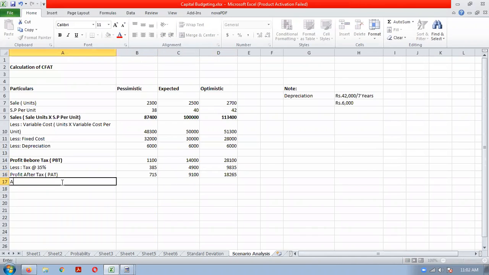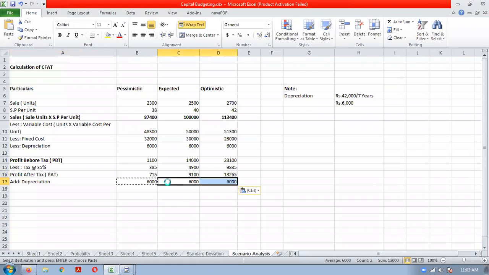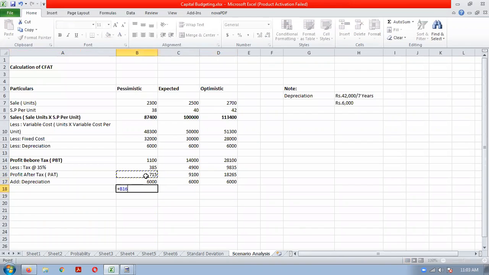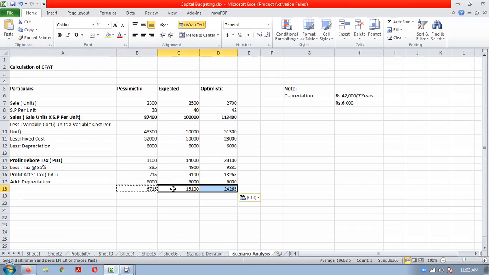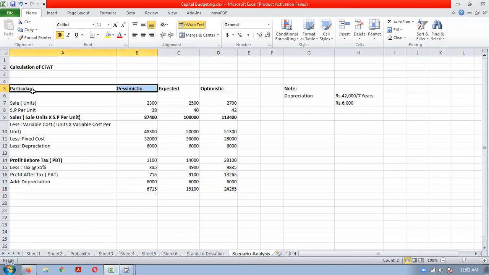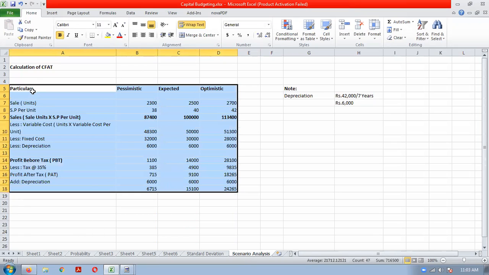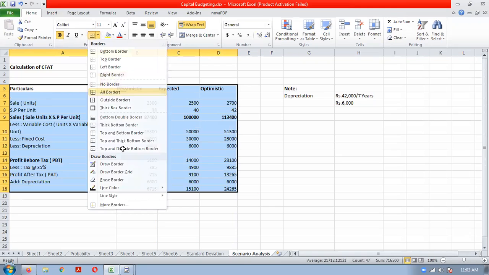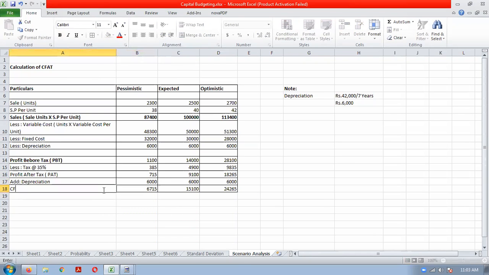Then one thing we have to do: add back the depreciation for calculating cash flow after tax. The same depreciation only we have to add back. PAT plus the depreciation will give the cash flow after tax. This is the cash flow after tax under three different situations. Now we will use this cash flow, CFAT, for our NPV calculation.